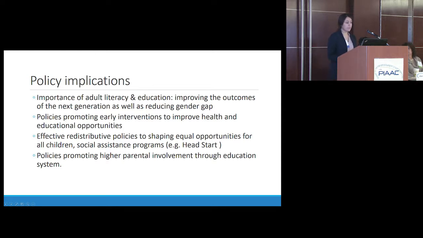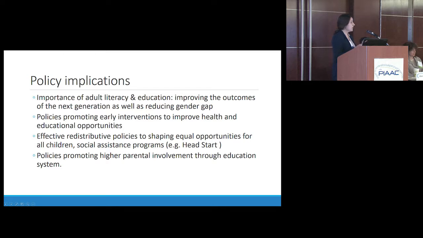And policy implication, the main and the most important policy implication is the importance of adult literacy and education, because it shows that not only will this sort of education improve the welfare of the adults, actually it will improve many education and economic outcomes of the next generation.